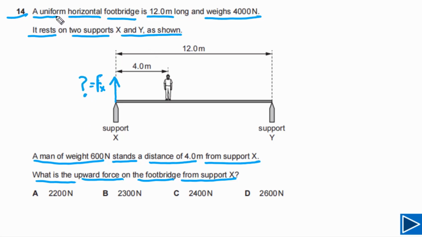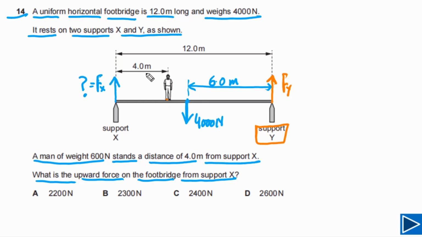For this question, it is given to us, it is a uniform bridge. It means the weight of this bridge is acting at its midpoint. So we can draw here. So this is the weight of the bridge, and the weight of the bridge is given as 4,000 newtons. It also means that the distance from this side is equal to 6.0 meters. Support Y will also exert a force on this bridge in upward direction. So this is also the normal reaction force from this support. We can say this force is Fy.